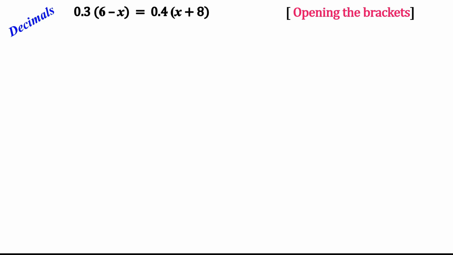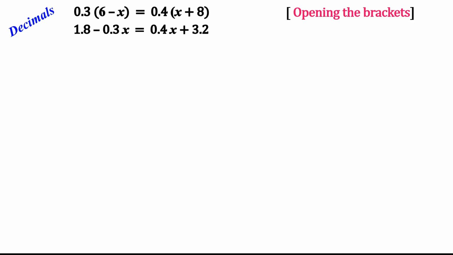So we will multiply each and every term of the bracket in the left hand side with 0.3, and in the right hand side each and every term in the bracket, that is x plus 8, will be multiplied with 0.4. So let's multiply. Here, when 0.3 is multiplied with 6, I get 1.8, and 0.3 multiplied with minus x becomes minus 0.3x. The same on the other side also. 0.4 into x gives me 0.4x, and 0.4 into plus 8 will give me plus 3.2.